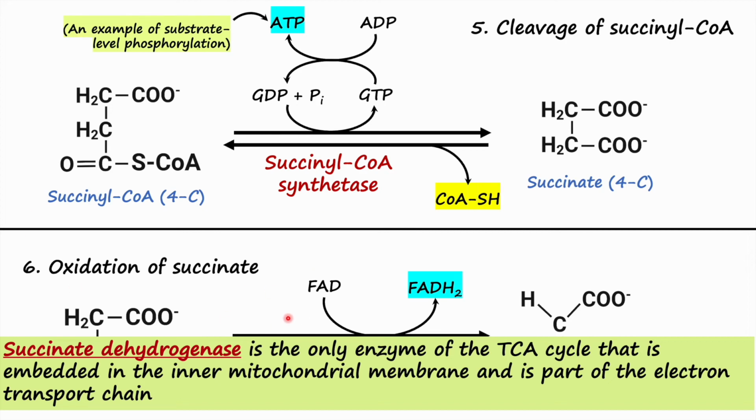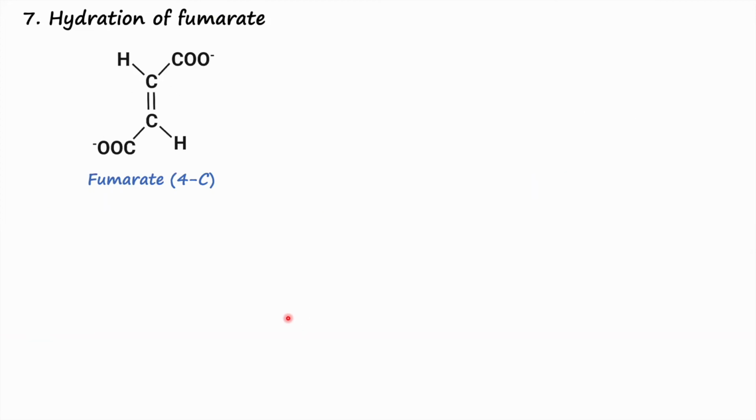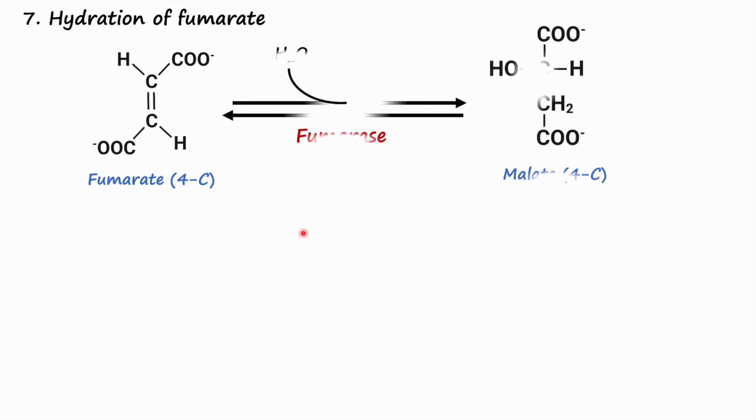Now, the seventh reaction of the citric acid cycle is the hydration of fumarate, and fumarate is hydrated to malate by the enzyme fumarase. This reaction involves the addition of a water molecule to the double bond and synthesizes malate.